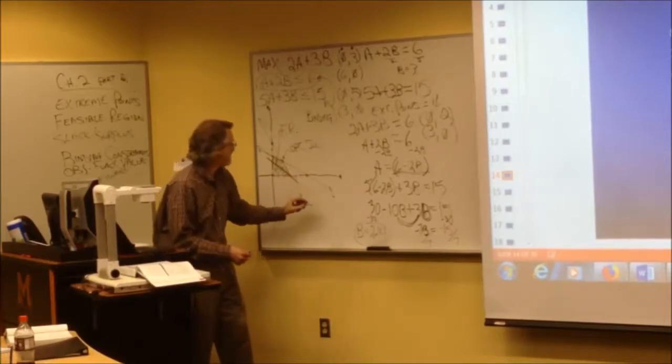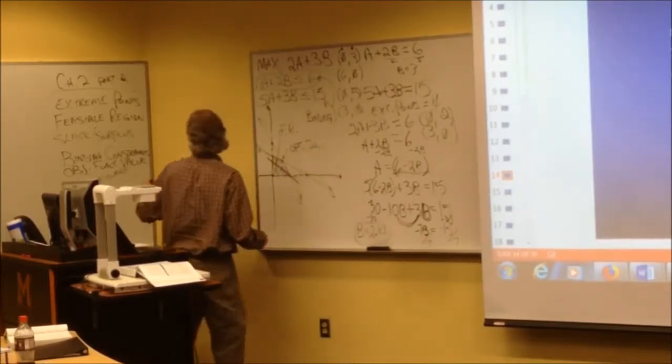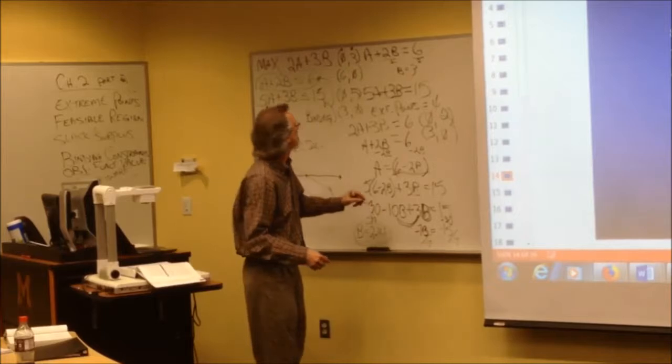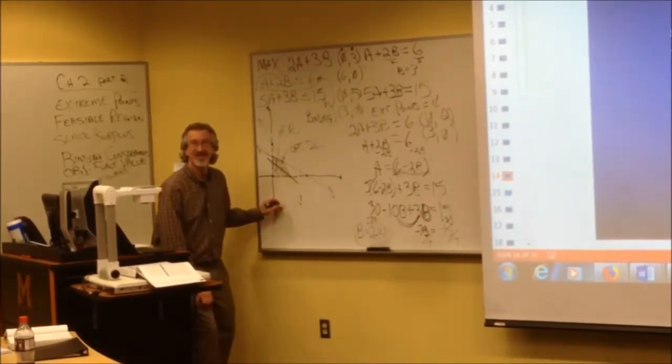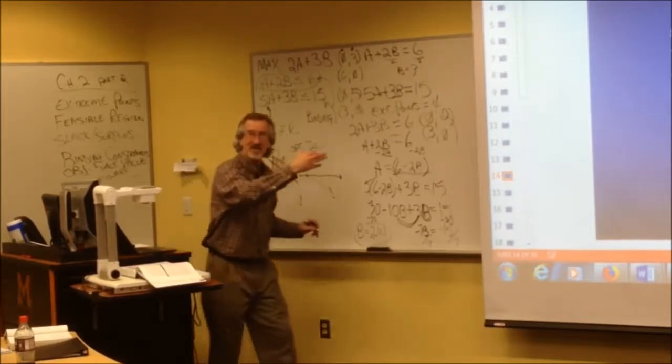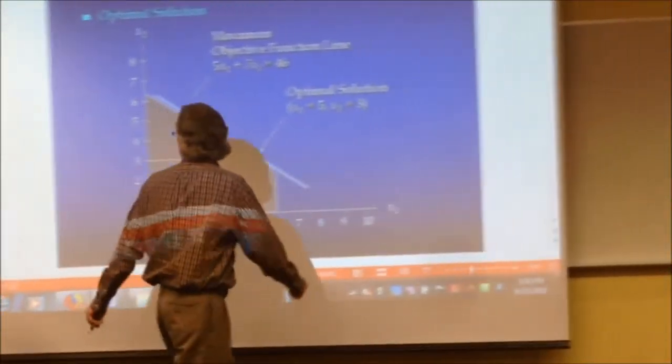Put 2.4 in for B, so I get... I ran out of space. Do I have any other space I can use? How about here? Yeah, but is the camera going to see that? Okay. Where was I?